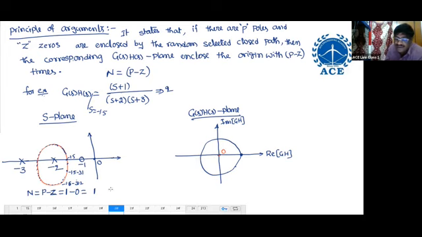How many did we get? 1. That means 1 encirclement about the origin. Even if you draw a line from the origin, it touches only 1 time, so n equal to 1. Both the n values should be the same. That is the condition. Whatever n value you get for the S plane, you should get the same n value for the GH plane. This is the principle of argument.